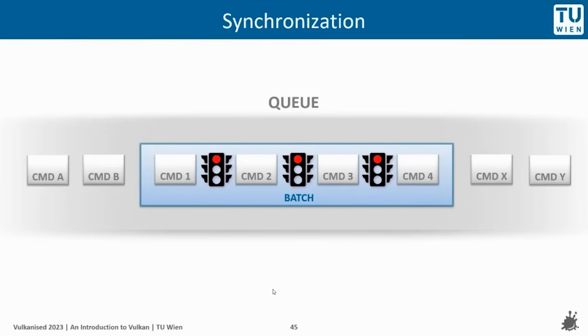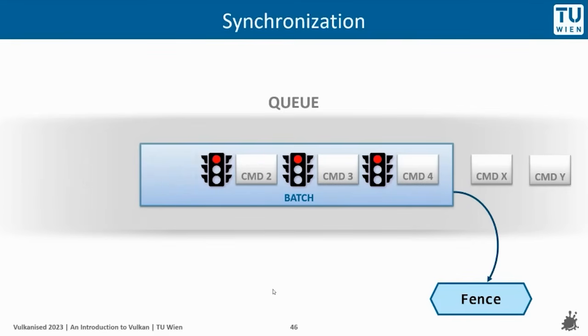And for that, we can use a different synchronization primitive that Vulkan offers, which is called a fence. We will also use a fence during part 4. And the fence is exactly for that purpose. It is signaled when everything has completed executing within this batch.